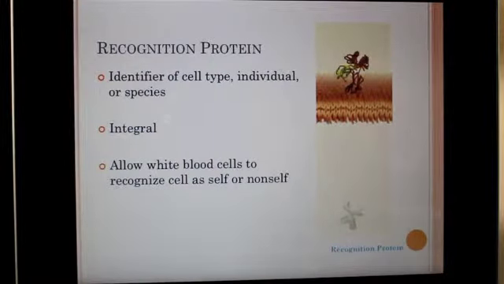For example, if you're one of the unlucky people that need a heart transplant, when you're transplanted with a new heart, even if the heart came from another human, your immune system is going to look at it and find different recognition proteins on the surface of the heart and go, well, this isn't mine, this must be an invader, we should kill it. So that's why people that have organ transplants have to take anti-rejection drugs.